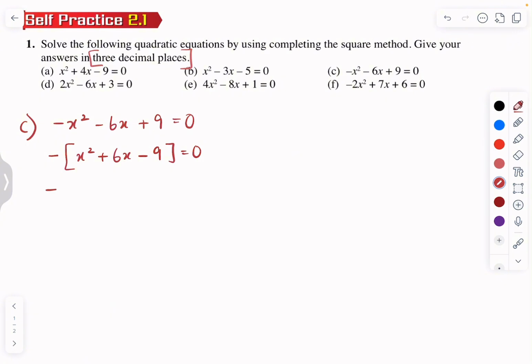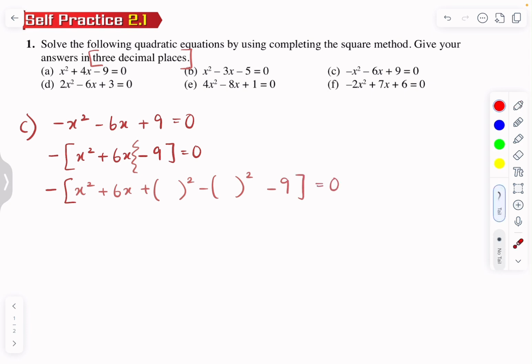Okay, then now our a is 1 already, no problem. So now we can go and break this up. So get x square plus 6x plus bracket square minus bracket square minus 9 equals 0. Okay, same thing like this now lah. The front part we write in front, then the back part we write the back. In the middle here we put plus bracket square minus bracket square. Okay, then what goes inside the bracket is b over 2. B is 6, so 6 divided by 2 is 3.